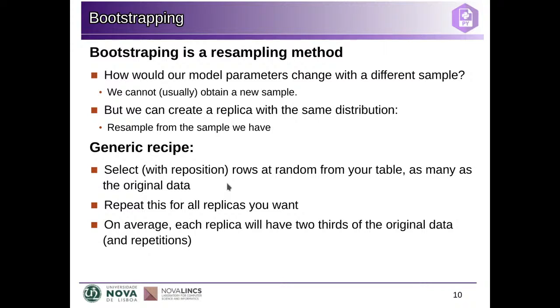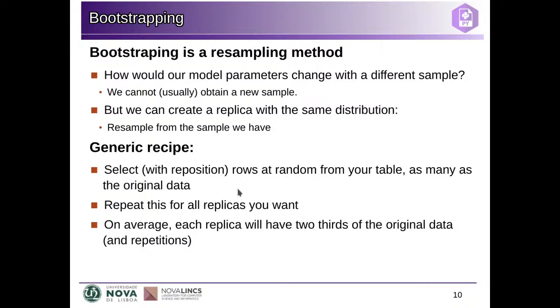And because of that, since we are creating replicas with the same number of points, some points will be missing. So on average, 2/3 of the original data will be in each replica, but 1/3 will be missing, and of those 2/3, some of them will be repetitions. This is because we are doing this at random. So what we are getting with bootstrapping is replicas of our data that are not quite the same as our original data, because some points are missing and some points are repeated, but they have the same distribution as our data because they are randomly sampled from the data itself.